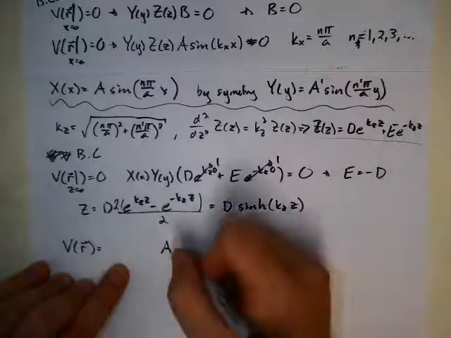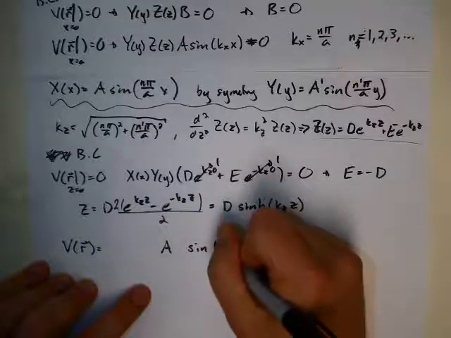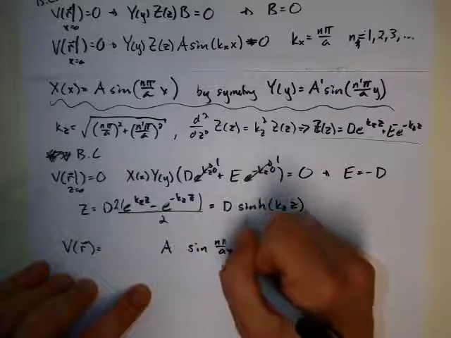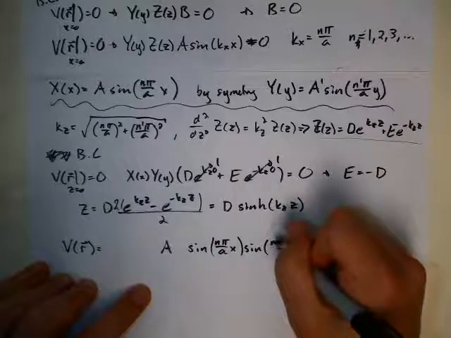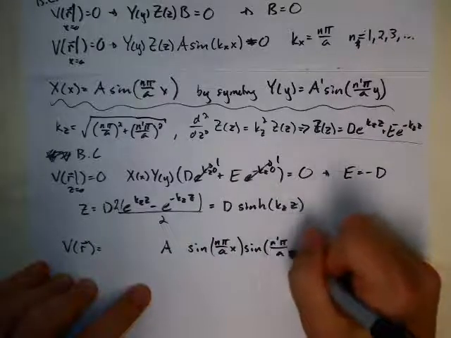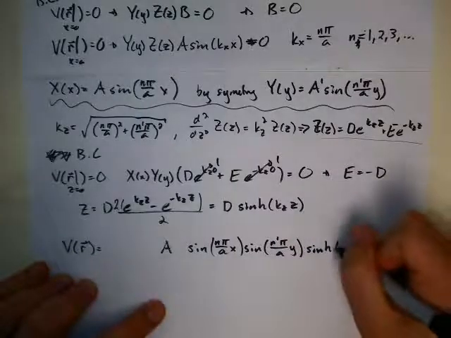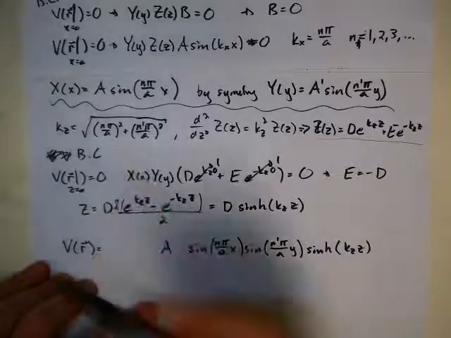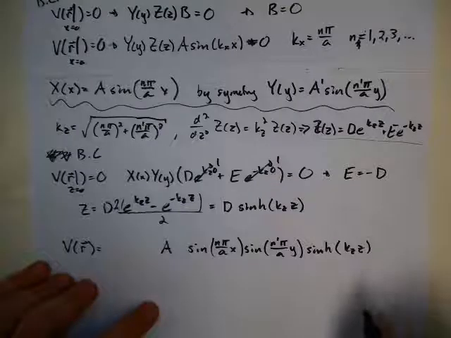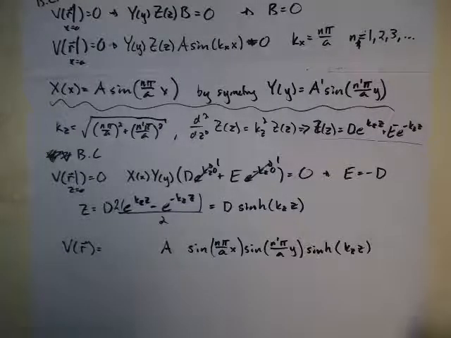I can absorb them all together into some overall A. And I'm going to get the sine of n pi over a x times the sine of n prime pi over a y times the sinh of kz, where again we know what kz is, but out of laziness I'm just going to leave it as kz for now.